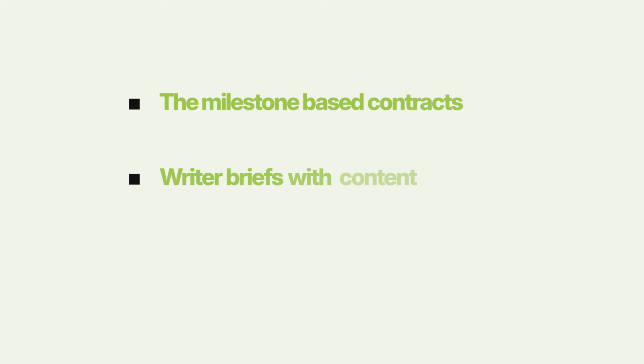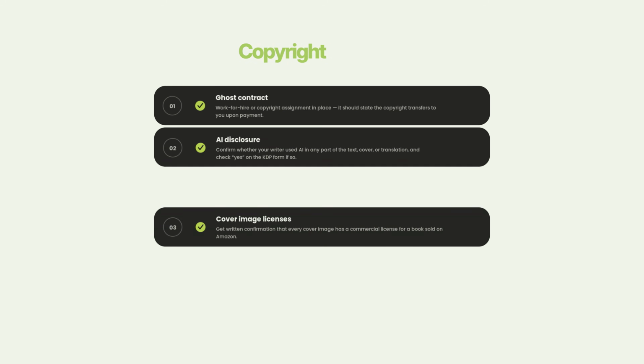That's why we've built the FPA system the way we did, like the milestone-based contracts, writer briefs with explicit content guidelines, and checklists before publishing. These are all for your protection. Now let's go through your copyright checklist. Before every book you publish, run through these 5 things.